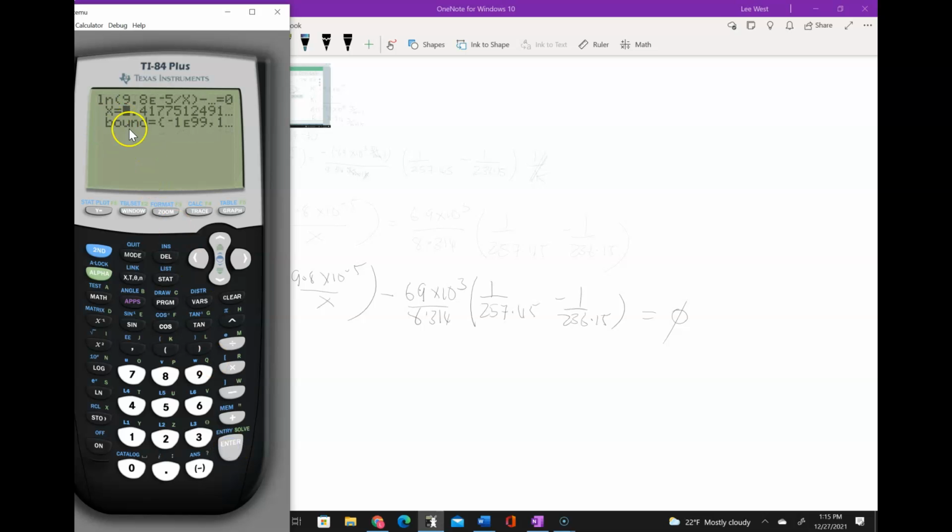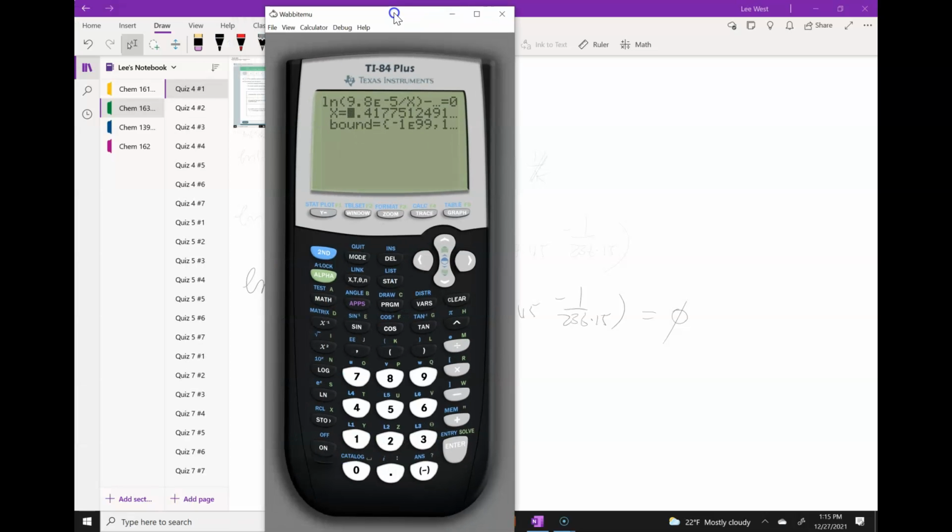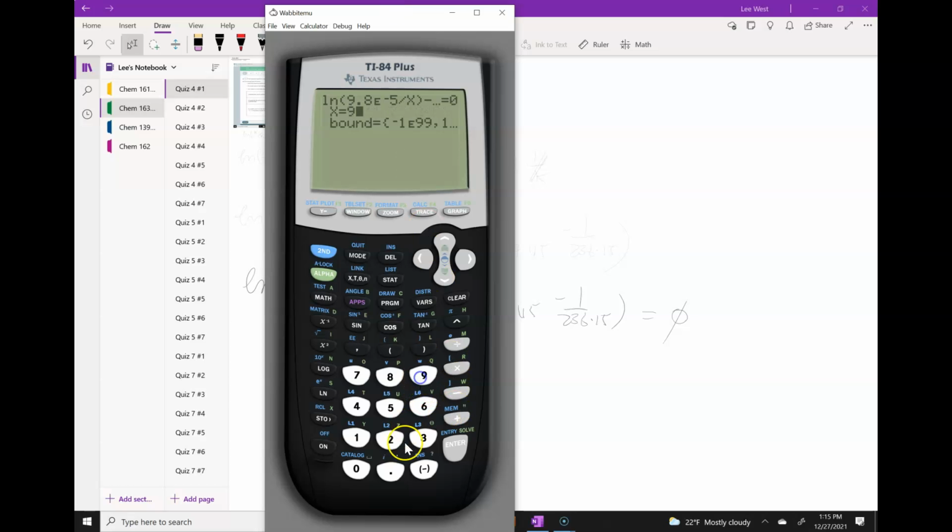That's a lot to enter, so you want to take your time. Enter that, and then now we have to give it a guess. Well, we know that it is going to be bigger than 9.8 by 10 to the minus 5, so I'm going to use that as my starting point, and then I can set the bounds if I want. I don't have to, but I know that K's are never going to be negative. So I can set the lower bound as being 0, and then I'll set the upper bound as being a really big number.